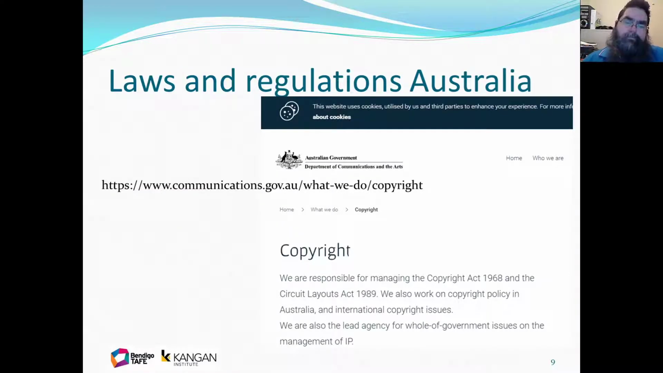So what we can do is look it up on the Communications.gov.au website, under copyright, and it explains what the Act is and how it applies with copyright within Australia, and it has links out to IP Australia and things like that on this website as well. So this will be our starting point for research for our assignments.